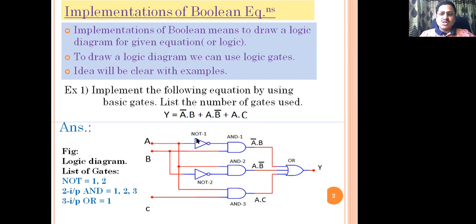NOT gates used are two in number, 1 and 2. Two-input AND gates used are of 1, 2 and 3 numbers. Whereas one more gate used at output is a 3-input OR gate, of a single one number only. So in this way, we have got the logical construction, the logical implementation by using logic gates for the given logical operation or equation. We'll go with one more example.